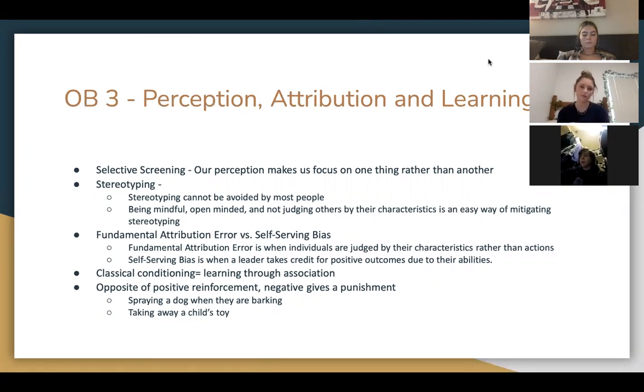One of the videos that was attached with OB3 is selective screening, which is a video that describes how our perception can make us focus on one thing rather than another. And this focuses on the different management styles or perceptions that we might have in the workplace.